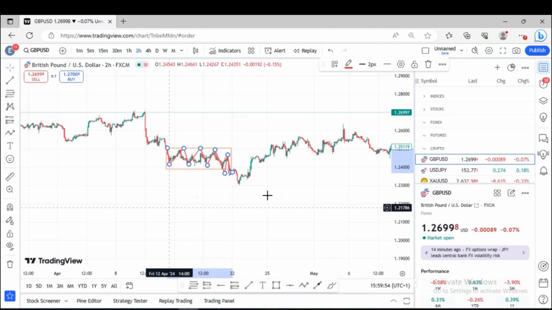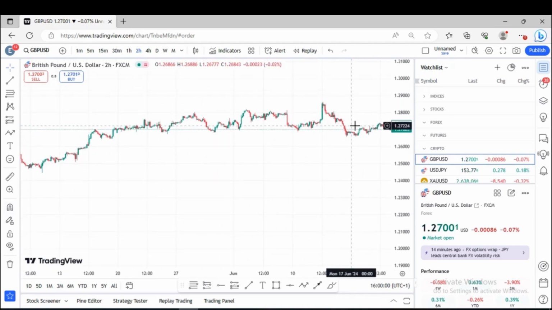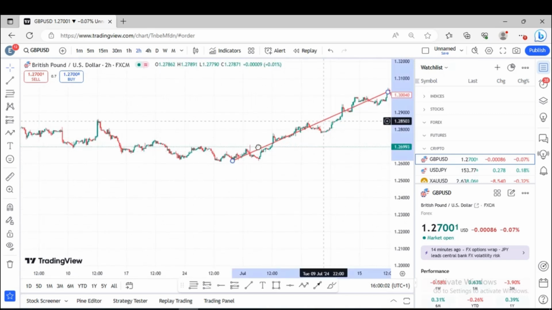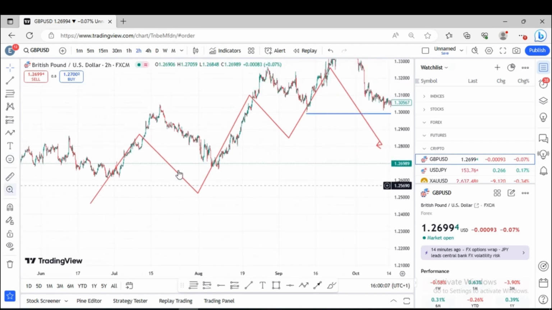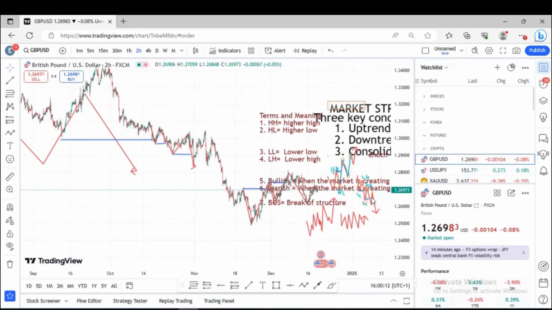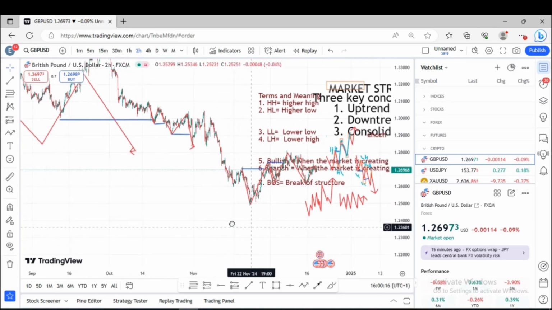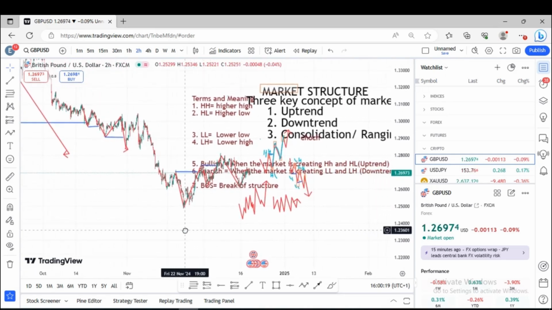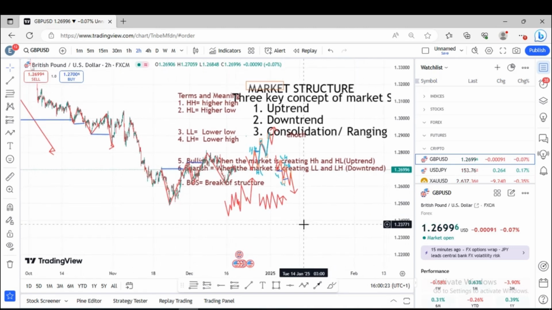Let me give you a summary of what I did, so that you can still come back and watch the video if you don't understand it. So I said that market structure is how the market moves, and we have three key concepts of market structure. Number one is an uptrend, number two is a downtrend, and number three is consolidation or ranging.